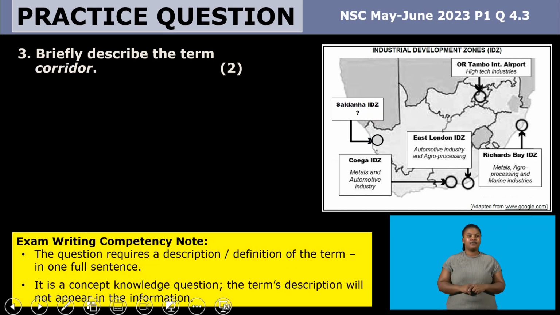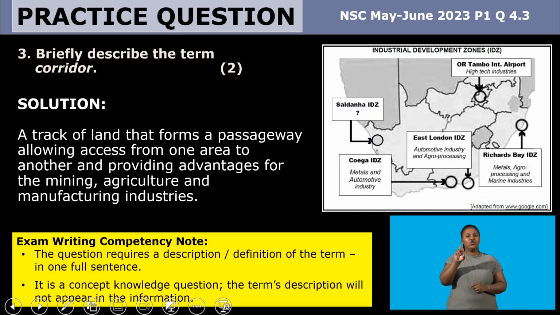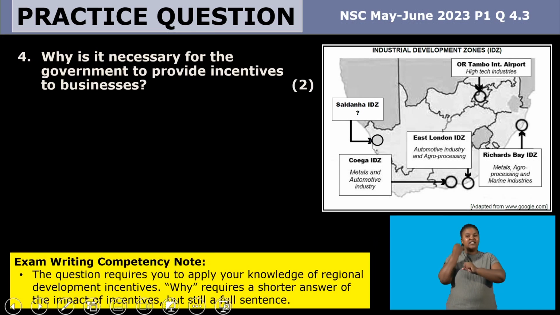Briefly describe the term corridor. It is a tract of land that forms a passageway, allowing access from one area to another and providing advantages for the mining, agriculture, and manufacturing industries.